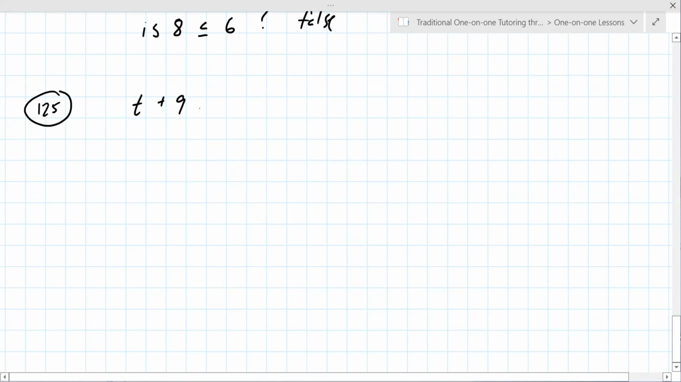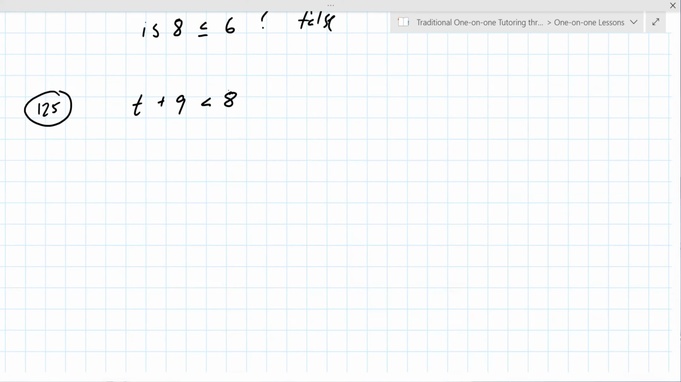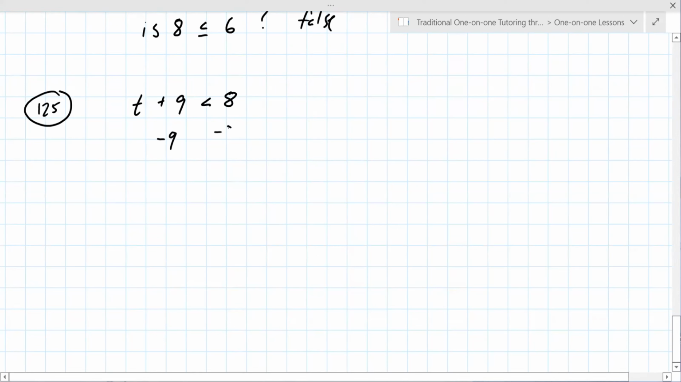T plus 9 less than 8. Okay, so your goal here is to get the variable by itself. You want it to be isolated. What can you do to isolate it? Subtract 9 from both sides. Exactly. So T is less than, and what number goes there?